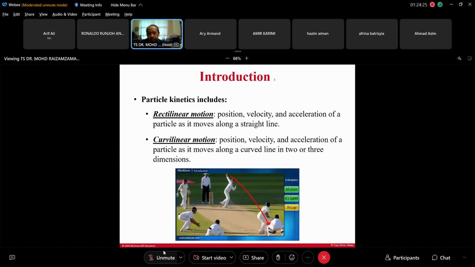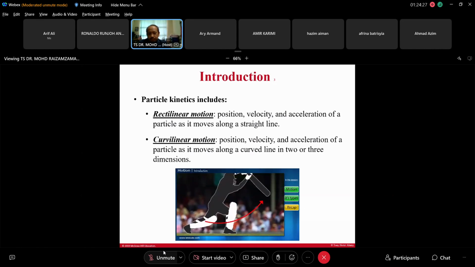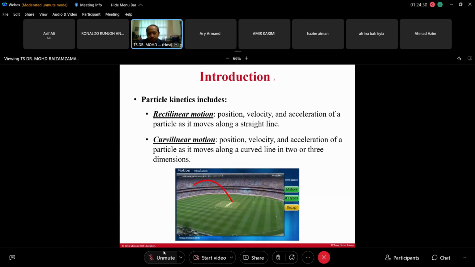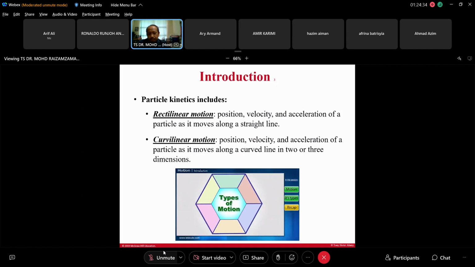Game of cricket is a good example. When we bat for a six, we notice that the ball follows a curved path as it crosses the boundary. Now that we know what rectilinear and curvilinear motion is, let's look. Okay, clear class on that, the curvilinear and rectilinear motions? Any questions on that?